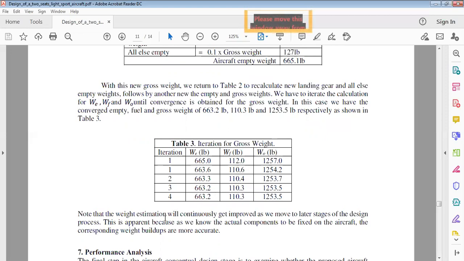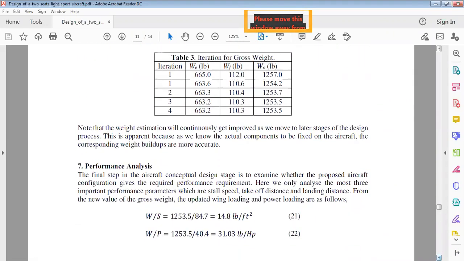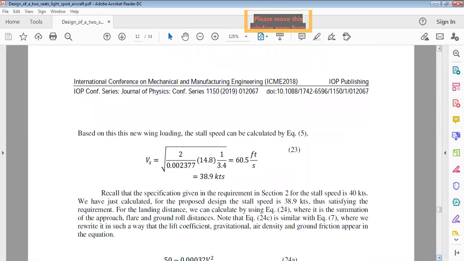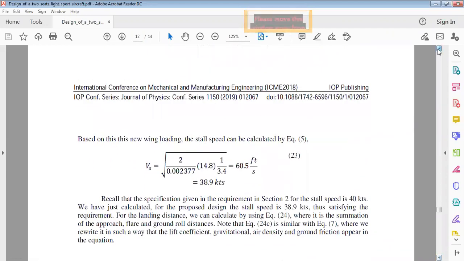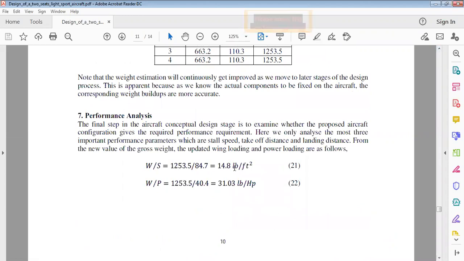Note that the weight estimation will continuously improve as we move to the later stages of the design process. This is apparent, because once we know the actual components to be fixed on the aircraft, the corresponding weight build-ups are most accurate. You can see the performance analysis: wing loading and W by P. Here we have 14.8 and 31.0. That is the wing loading and power loading.